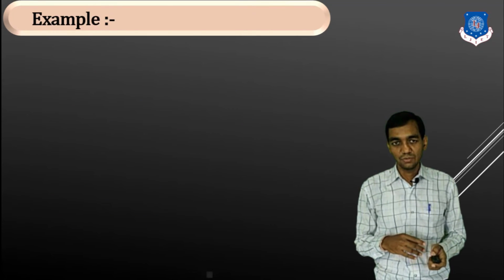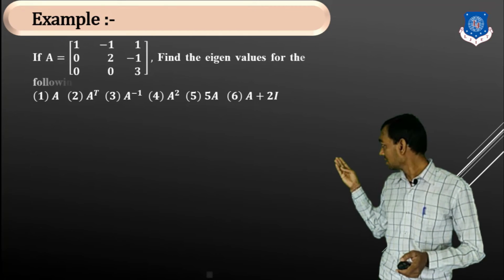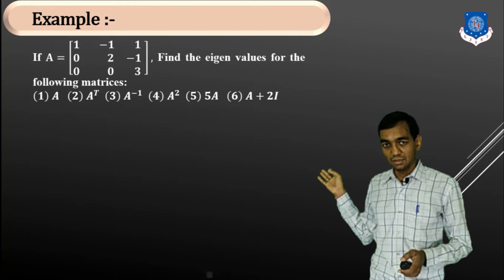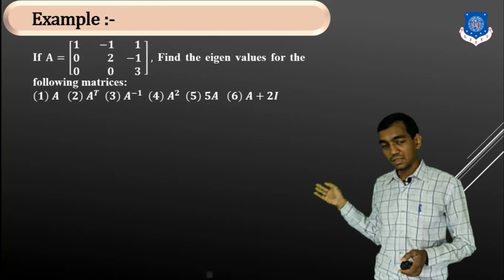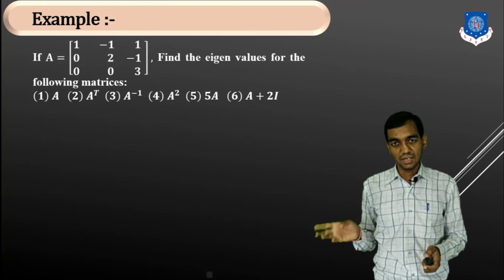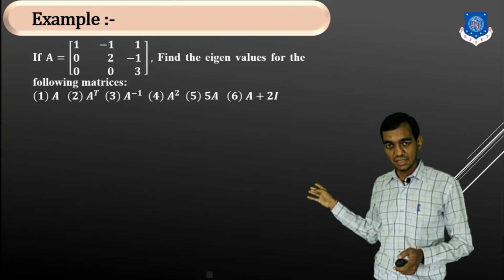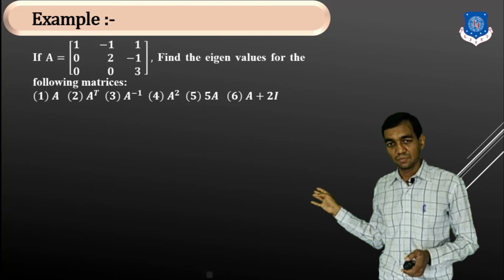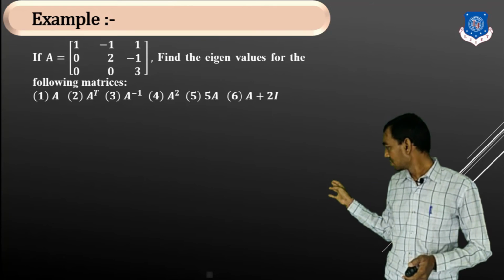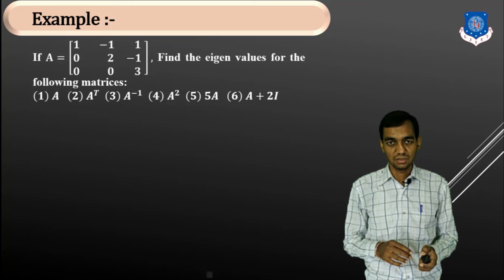Now we are going with another example. If A is equal to minus 1, 1, 1, 0, 2, minus 1, 0, 0, 3, then find the eigenvalues for the following matrices. The first one is A, the second one is A transpose, the third one is A inverse, the fourth one is A square, the fifth one is 5 into A and the sixth one is A plus 2I.